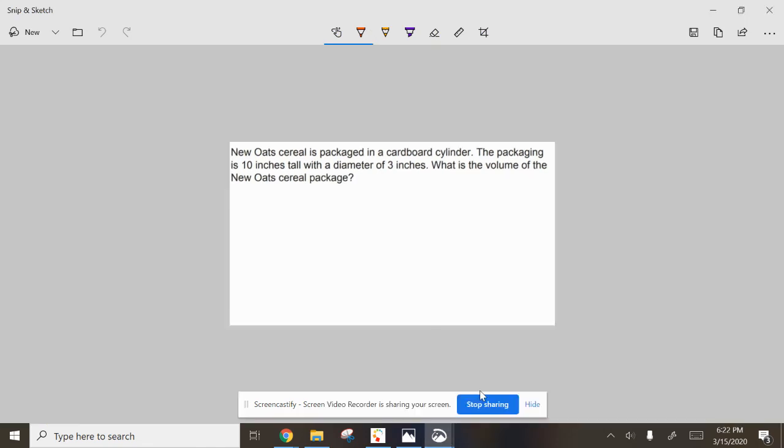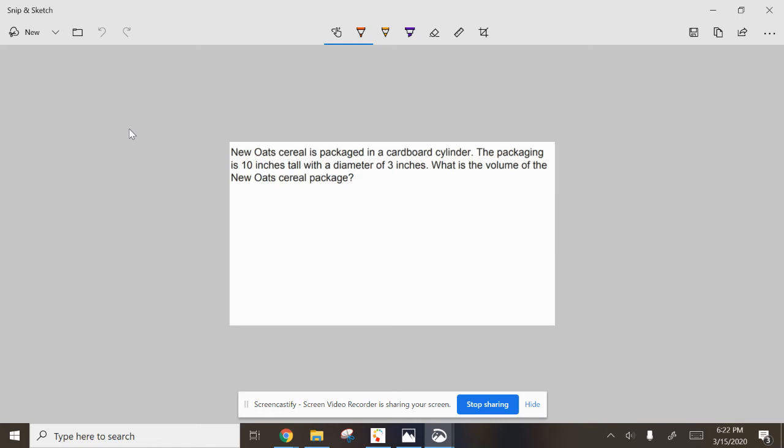All right, now, yay, we have a word problem. I'm sure you guys are excited about that. So, New Oat cereal is packaged in a cardboard cylinder. The packaging is 10 inches tall with a diameter of 3 inches. What is the volume of the New Oat cereal package?